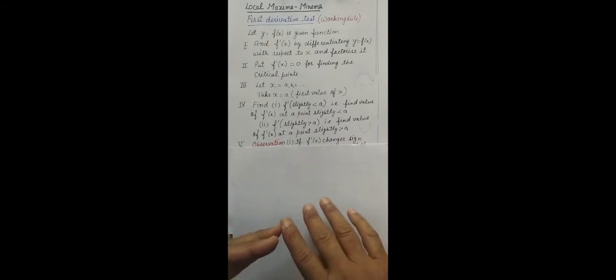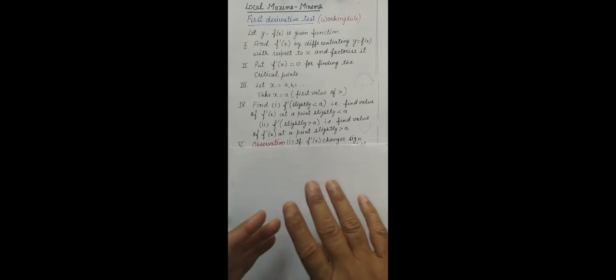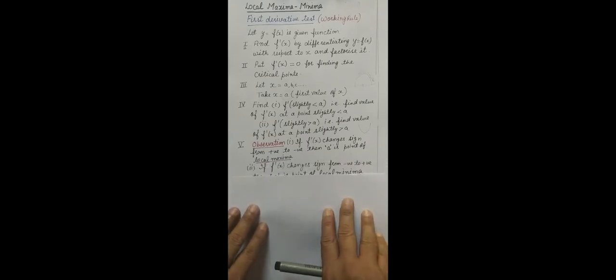Now let me discuss with you the observation. I have found 2 values of derivative, one on the left side of a and one on the right side of a. Now if f dash x changes sign from positive to negative, it means on left side function is increasing but on right side function is decreasing, which shows that a is point of local maxima. But if the sign changes from negative to positive, that is the function will decrease on left side of a but will increase on right side of a, then a is point of local minima.